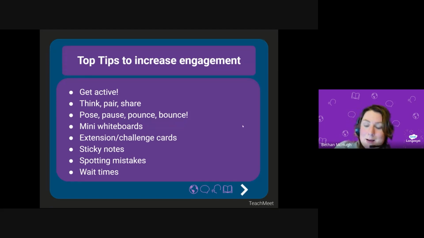And lastly, wait times, not something that always comes easy to us, because we're like, come on, give us the answer, go, go, go, quick fire. We haven't got much time. But actually, they might need that processing time. It's giving that processing time and giving that there.